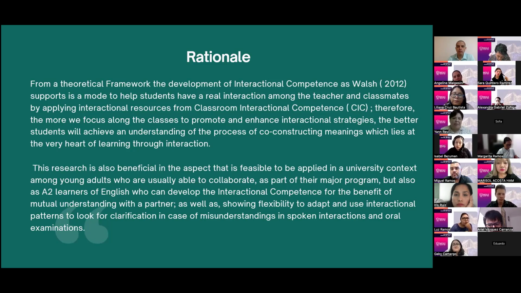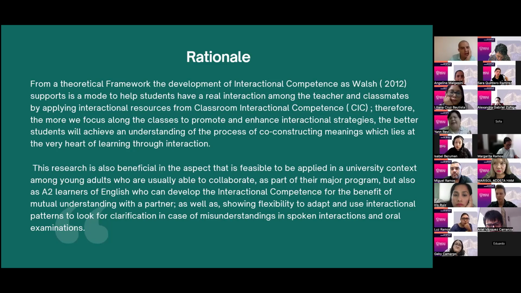And my second point is that I consider that this kind of study is going to be very beneficial for my students who belong to different majors at the Universidad Veracruzana. In this case, they are young adults who are usually able to collaborate as part of their major programs.